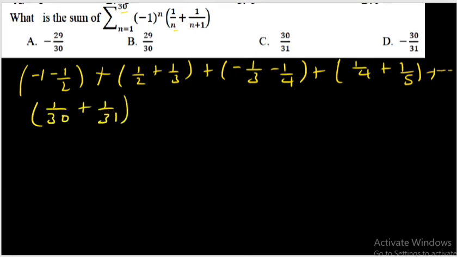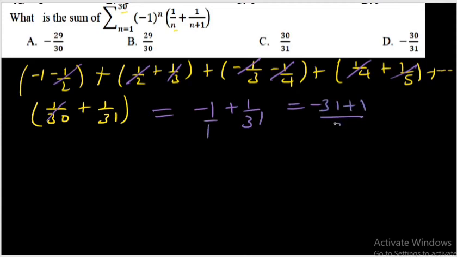Then try to observe now. From the first bracket, negative 1 over 2 here cancels with the next one, and they cancel each other. And then what remains? Negative 1 plus 1 over 31 remains. The first and the last, that is negative 31 plus 1 over 31, which is negative 30 over 31 remains. The answer will be D.